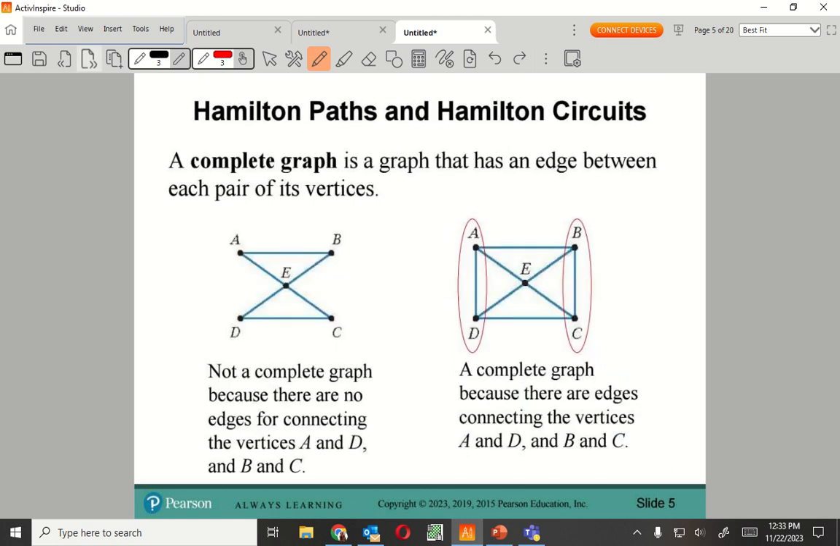Now, it says right here, Hamilton path circuits. A complete graph is a graph that has an edge between each pair of its vertices. Each pair of vertices.